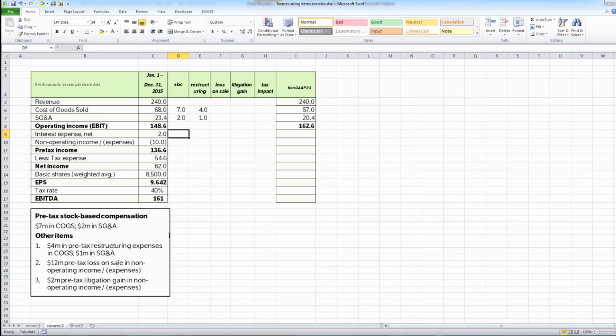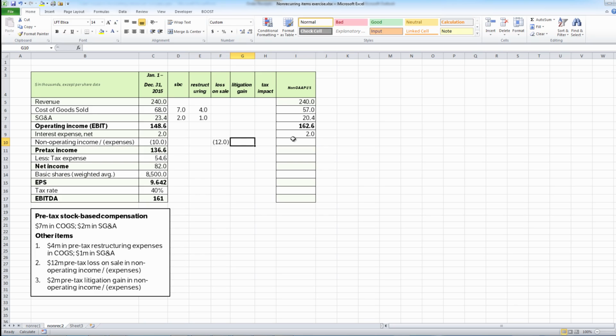Interest expense, there are no adjustments to interest expense, so I can just carry that over. Again, if I want it to be really good, I could just copy over the formula, which allows for there being any non-recurring items if I ever wanted to use this template again. Now, non-operating income. We've identified that there's $12 million in pre-tax losses in this net expense category and a $2 million gain. The first is due to loss on sale, and the second one is due to a litigation gain. So first thing is, let's identify that there is a loss on sale here, $12 million.